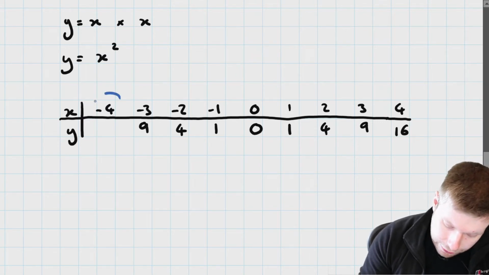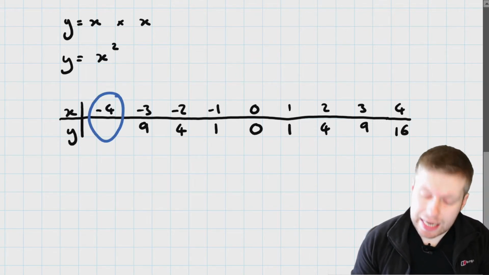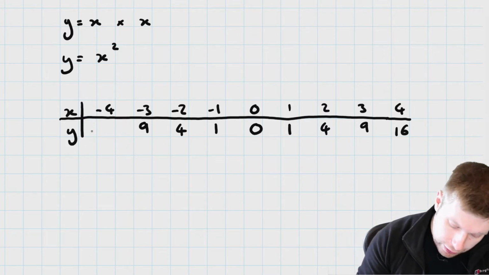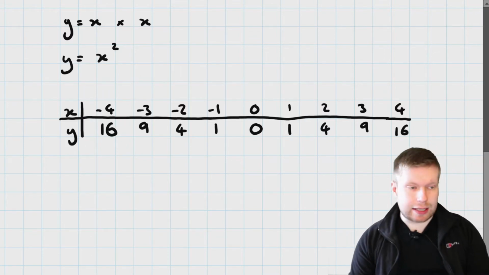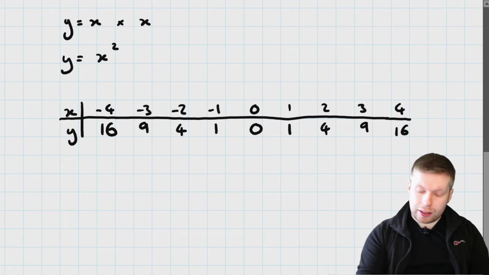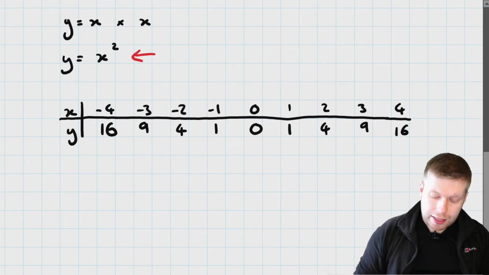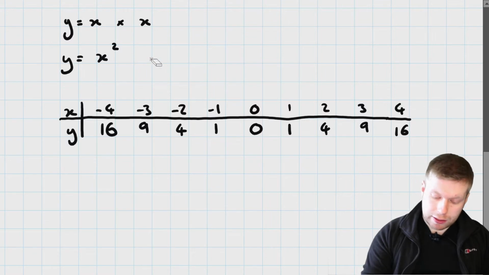Then finally, -4, similar kind of thing. 4 times 4 is 16. And negative times a negative makes positive. So that's got to be positive 16. So there we go. There's my table of values. This is what a domain of y equals x squared should look like from -4 through to 4.